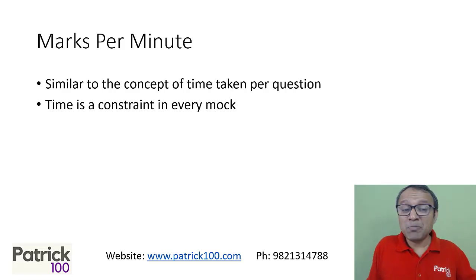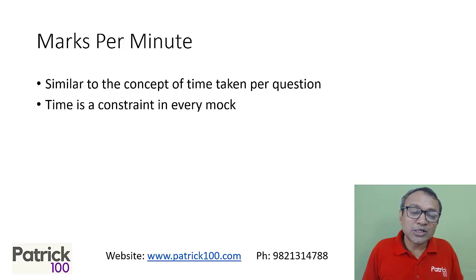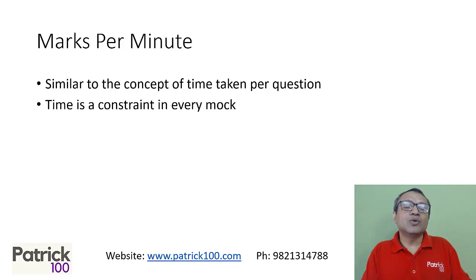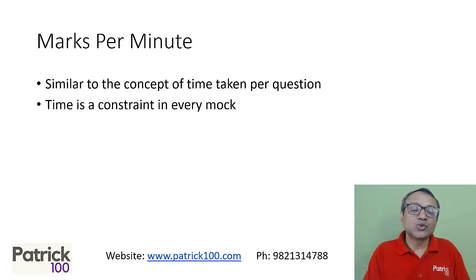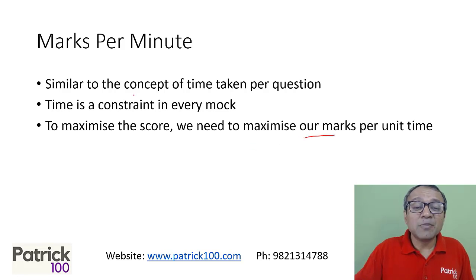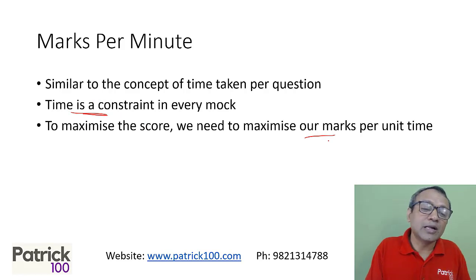So you need to look at it. It may be sufficient for a person who is very weak in verbal and is not showing double-digit marks, but it may not be sufficient for a person aiming a little higher in verbal. So you need to analyze, using the concept of marks per minute, whether it is sufficient. To maximize the score, we need to maximize the marks per minute because time is a constraint. In a given time, if you can maximize the score, it definitely helps.